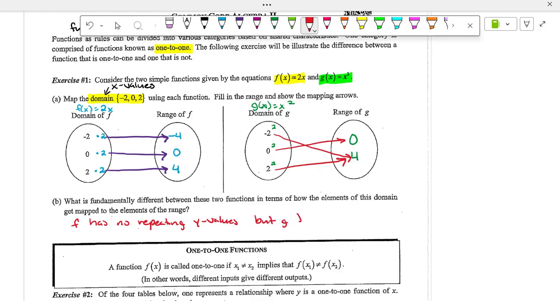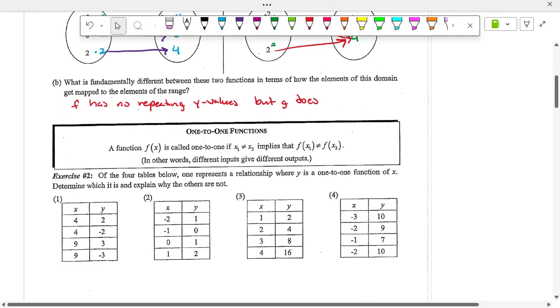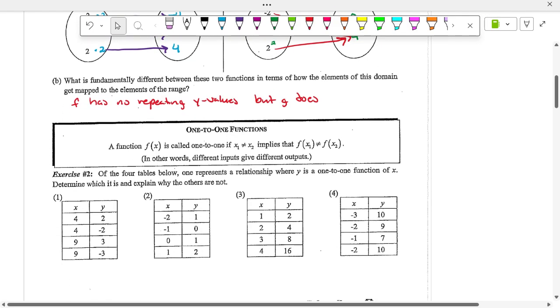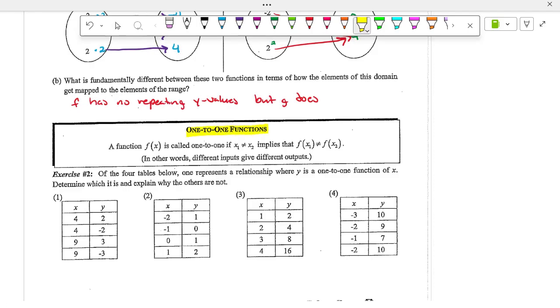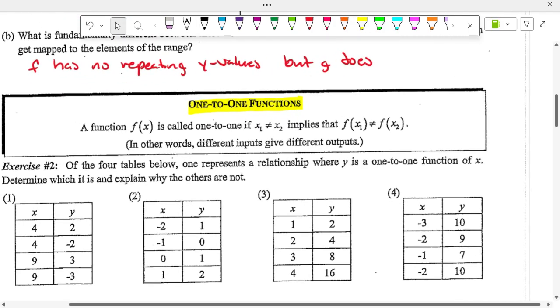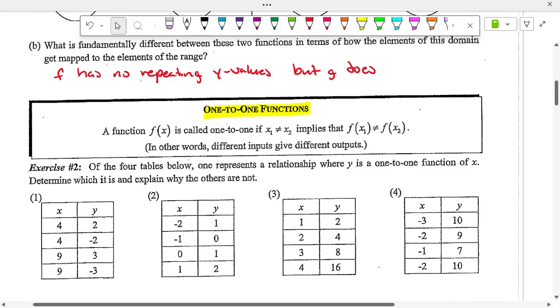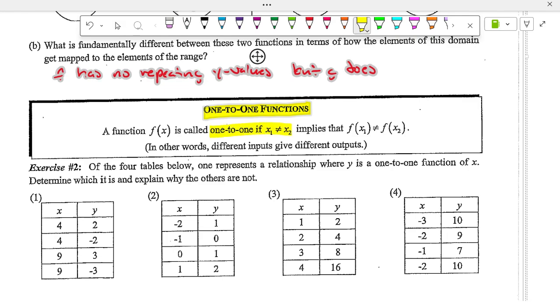But G does. And so again, that's what leads me into one-to-one functions. So with one-to-one functions, first off, it's got to be considered a function, so no repeating x's. So a function's called one-to-one if no x's repeat and if no f of x repeats, which, remember, f of x is another name for y.